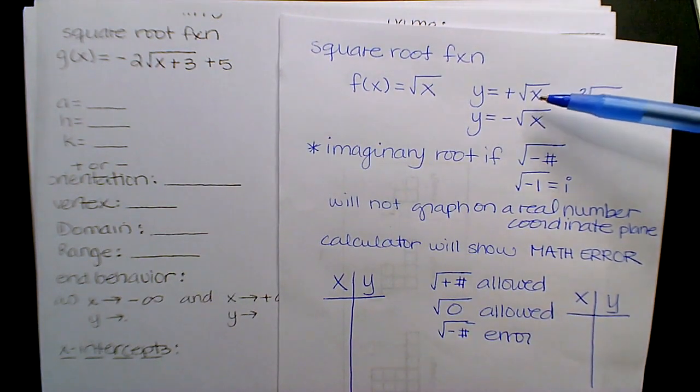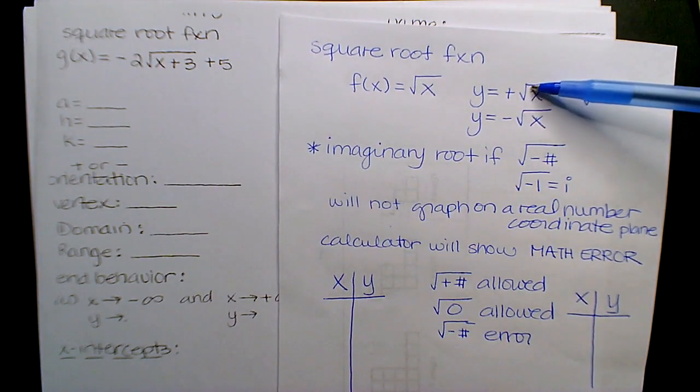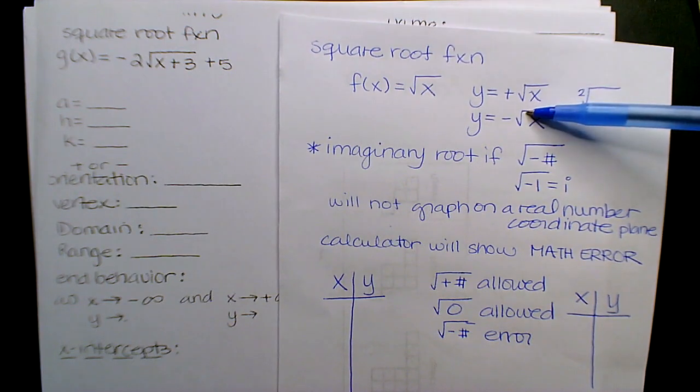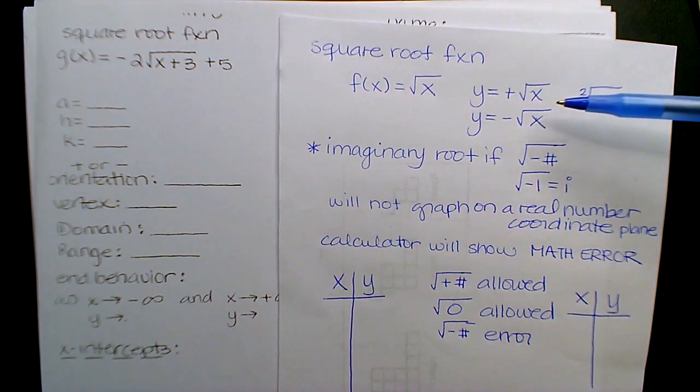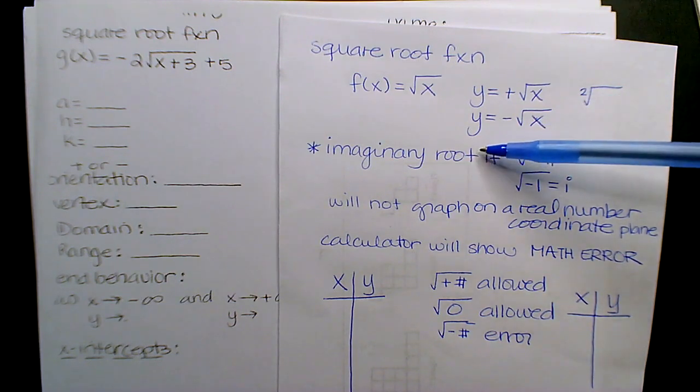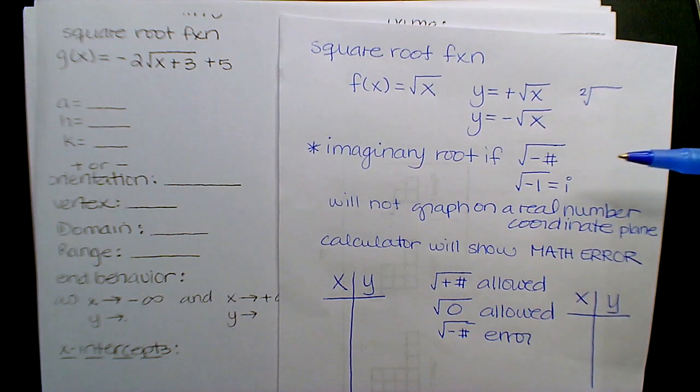Positive, negative, right? When you type it into Desmos, they either give you the positive or the negative. They can't give you both because it's not a function, right? It's not one-to-one.